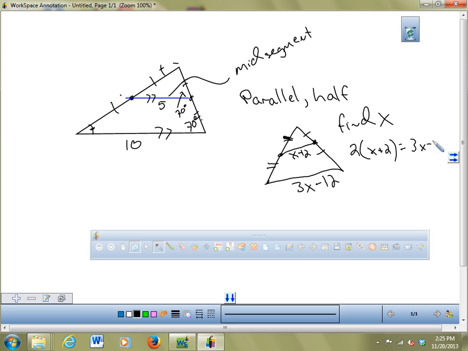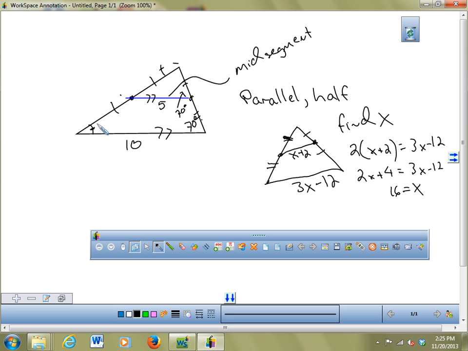I don't know if this is going to work out because I just made this one up. But I think it does. 2x plus 4 equals 3x minus 12. That means that x equals 16. See how you do that? I subtract 2x from both sides, add 4 to both sides.